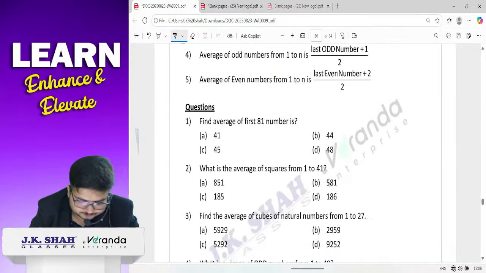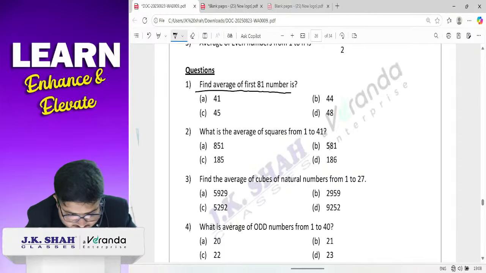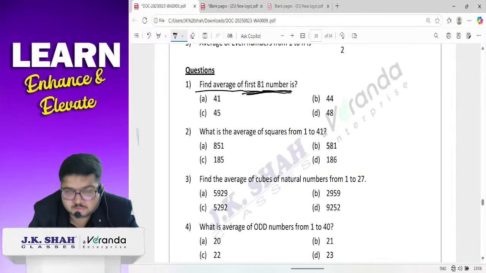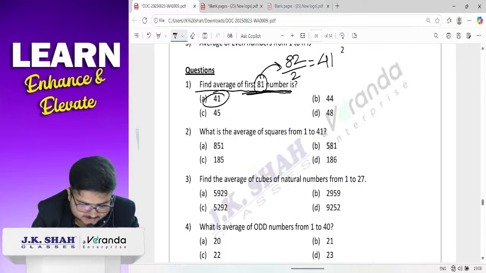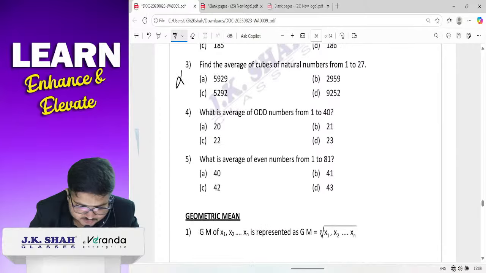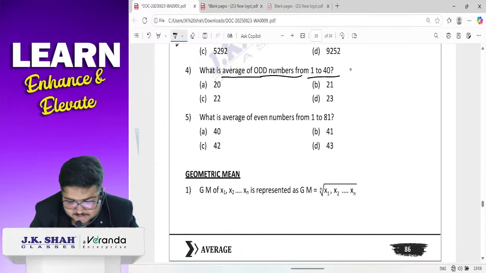So let us do this question. Find the average of the first 81 natural numbers. Now this is natural numbers, no even, no odd. I told you, you take the next number and divide it by 2. The answer is 41, option A. We are not going to do this one because it is a waste of time. What is the average of odd numbers from 1 to 40? From 1 to 40, the last odd number is 39, plus 1 upon 2. The answer is 20.